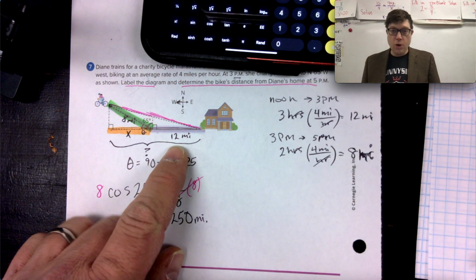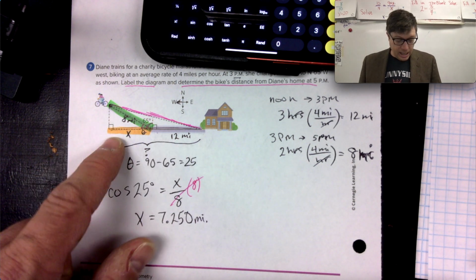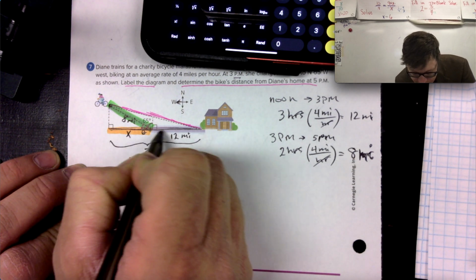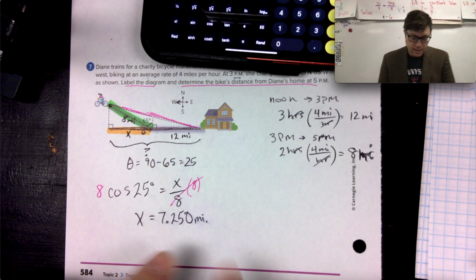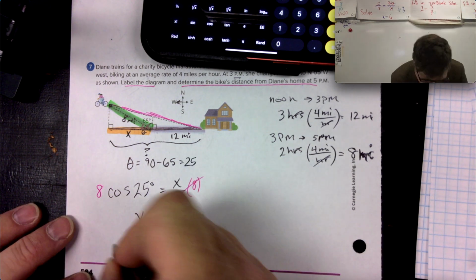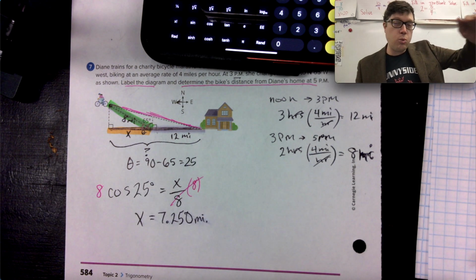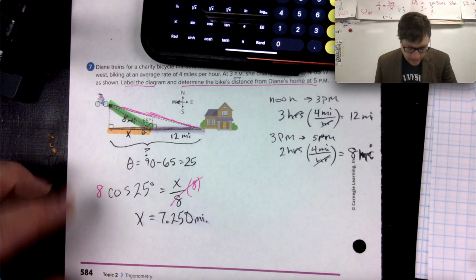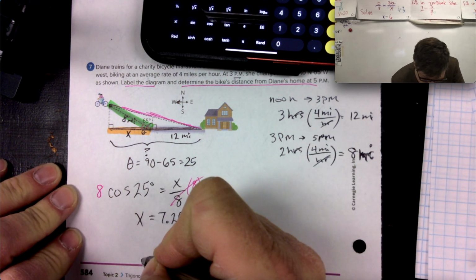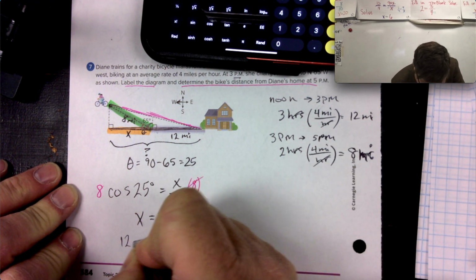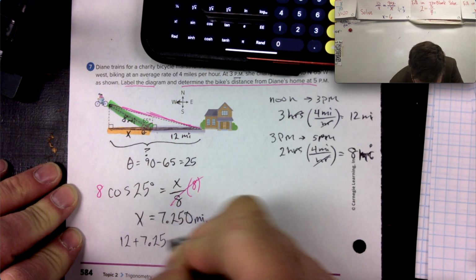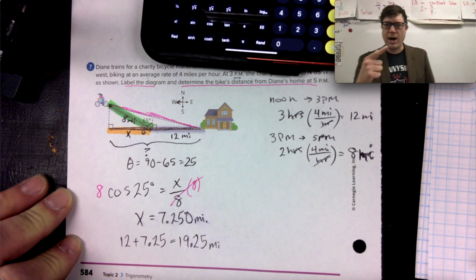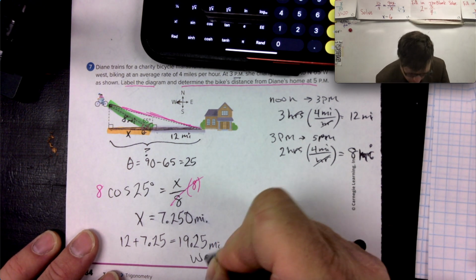And if we already know that she's gone 12 miles, then adding both of these together, her total distance from home is 12 plus 7.25. Now, by the way, this is total distance in the west direction. We still need to go north and find how far up she is here. So I'm going to go 12 plus 7.25. I know that to be 19.25 miles west. Okay.